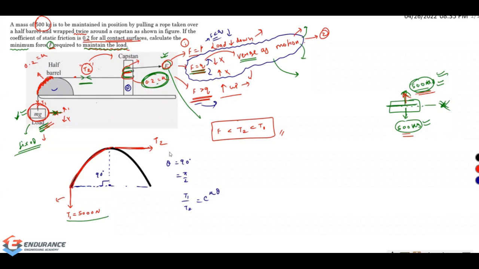So this is one point which we need to understand, and once I do that, the problem is almost done. So T1 is 5000 Newton, and T2 is not known, which is equal to T1 times e to the power of mu theta, where mu is 0.2 and theta is pi by 2. Solve this and get me the answer, T2. Anyone?